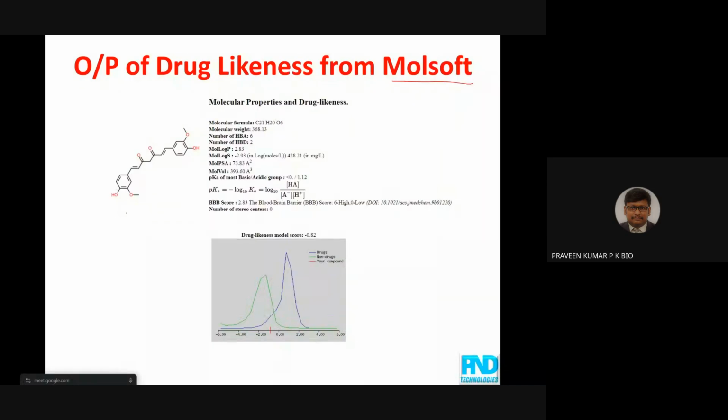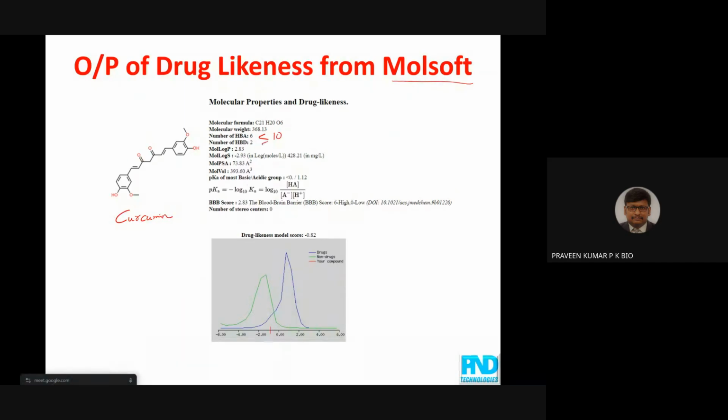Did you identify? The name of this compound is curcumin. I think now we are able to recognize this curcumin. Curcumin is from the Curcuma longa plant. So according to this curcumin, you can see the hydrogen bond acceptor. If you compare with the Lipinski rule of 5, it should be less than 10.